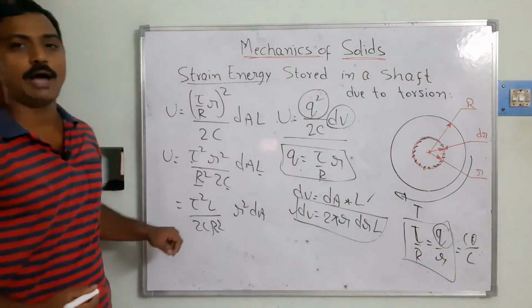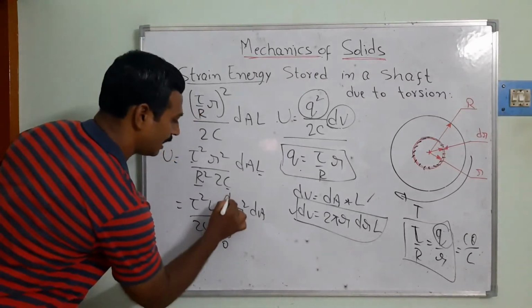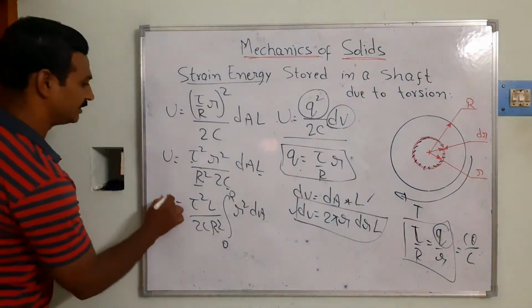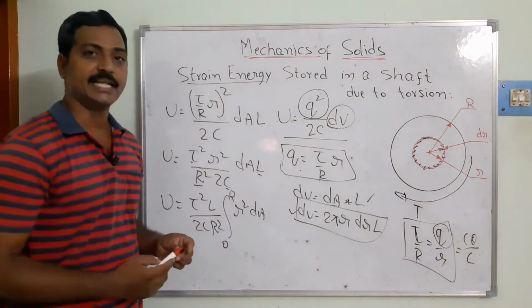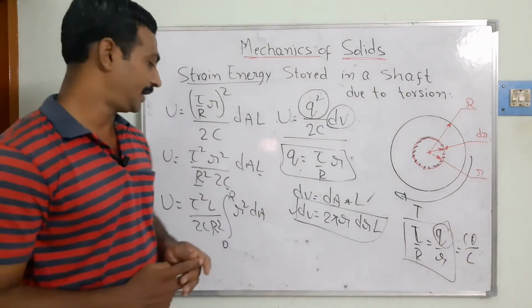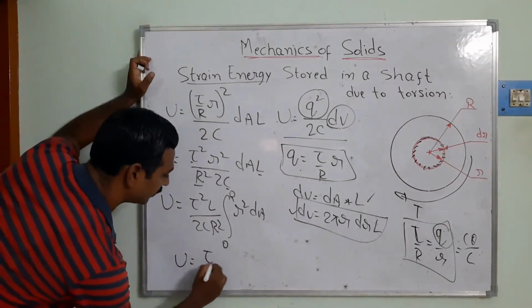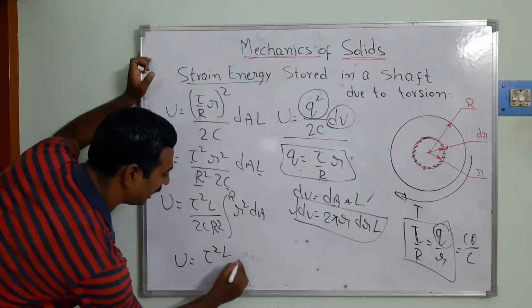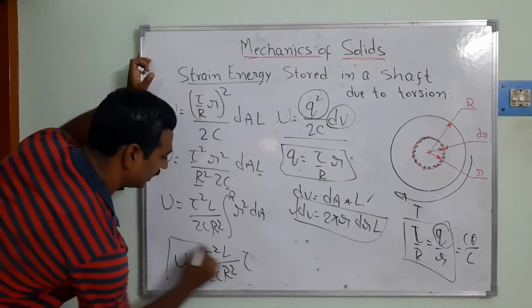Then I am taking the integration for that part, from 0 to R, and I am considering this as U. And further, we know that r square dA is nothing but the polar moment of inertia. So U is equal to tau square L by 2C R square into J.